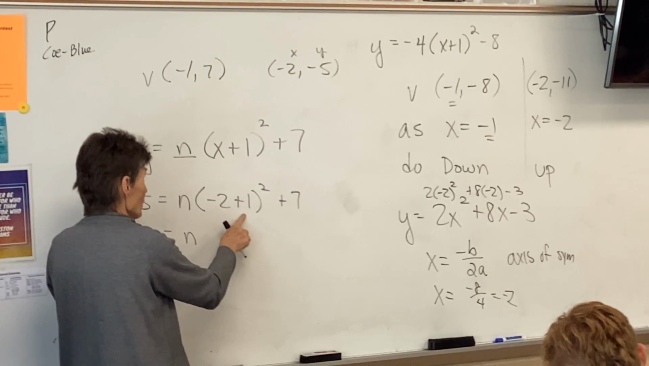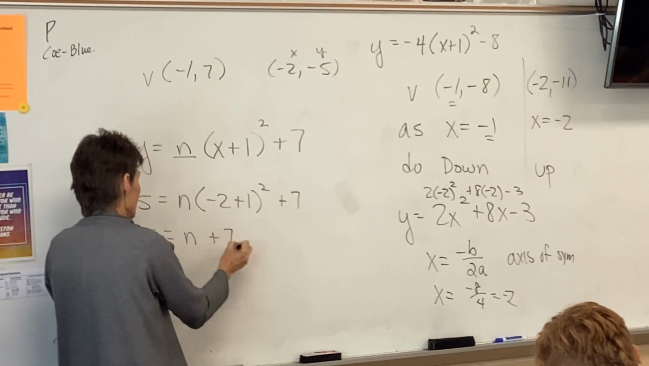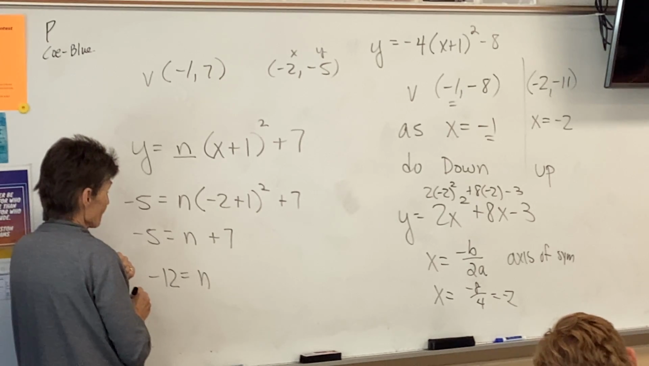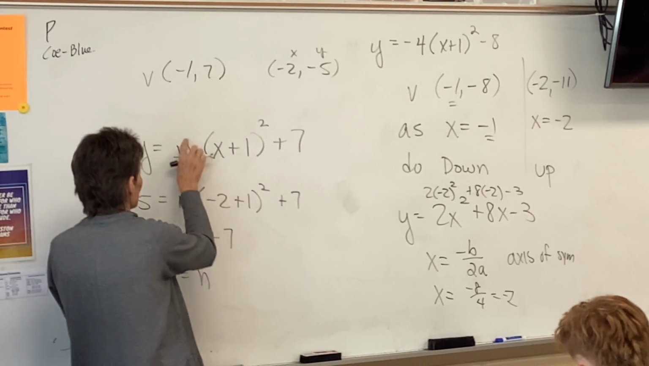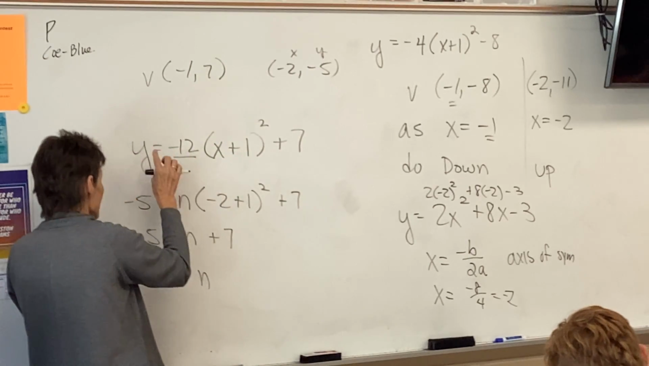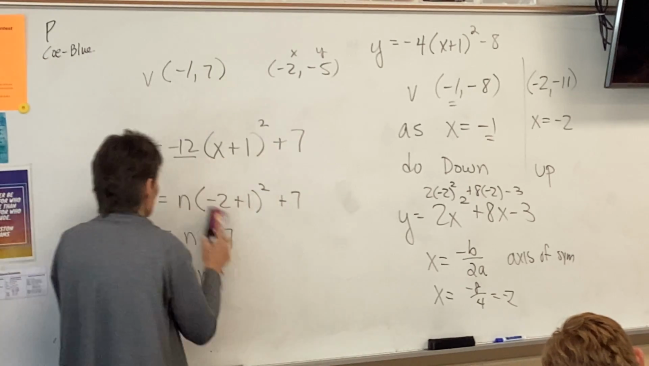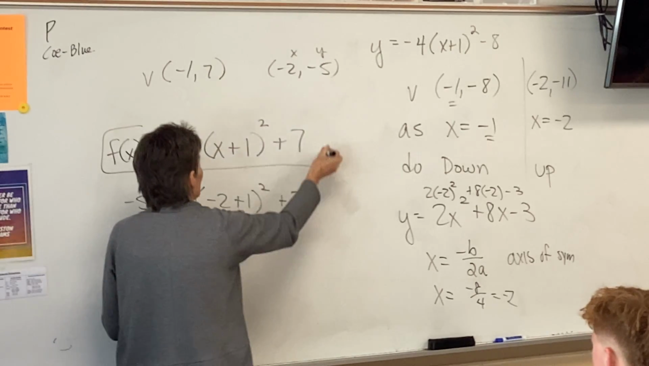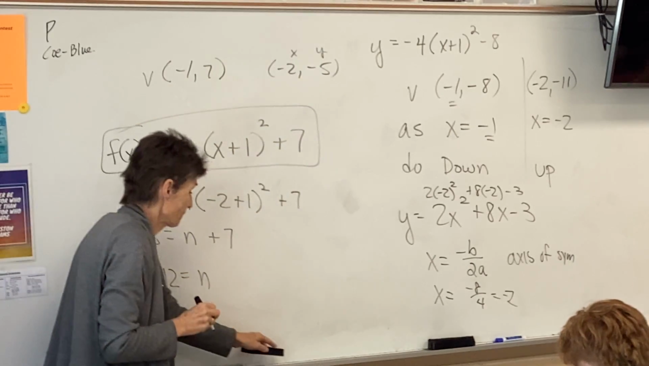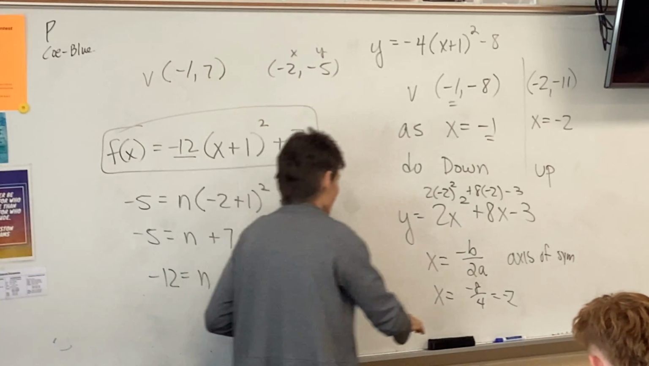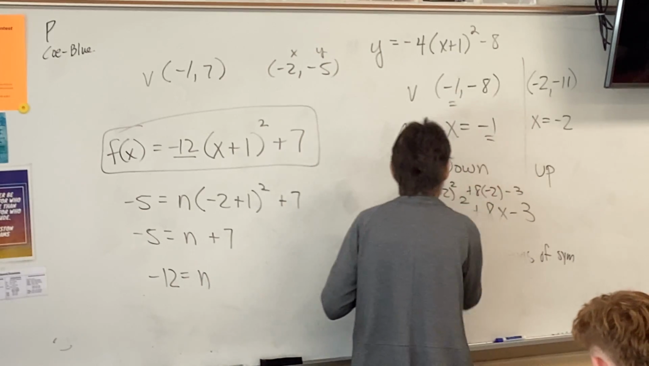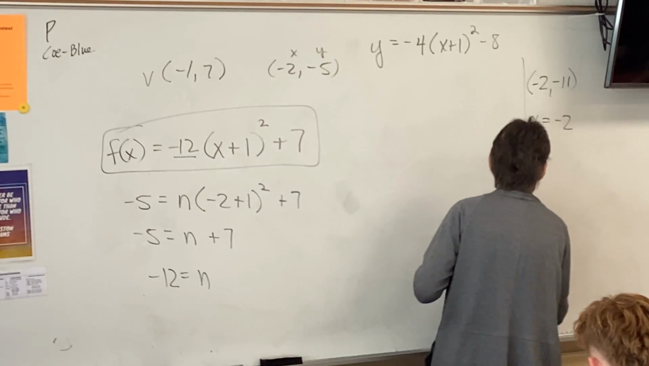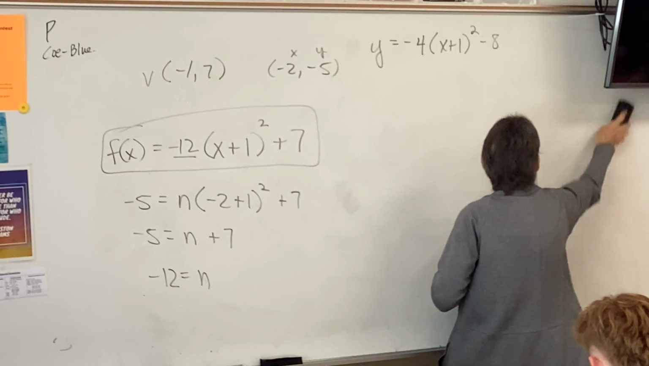So -2 plus 1, -1 squared is 1. Did you get -12? This would be the answer to the question. And again, it's supposed to be a function, so we'll call it f of x. We really have to know this vertex form so that we can use it backwards.